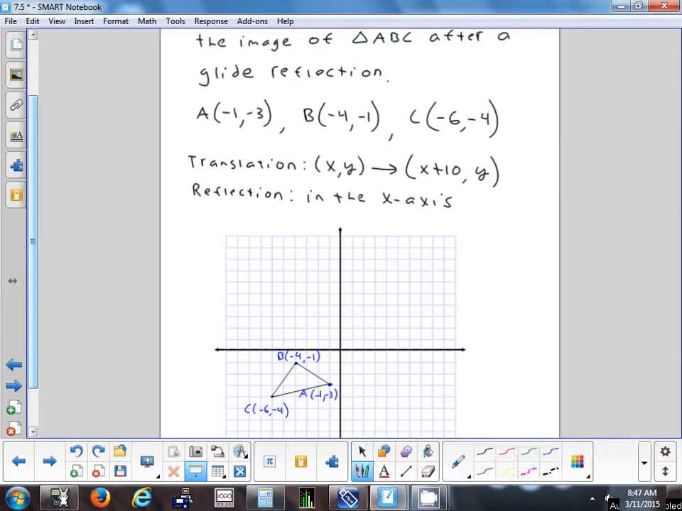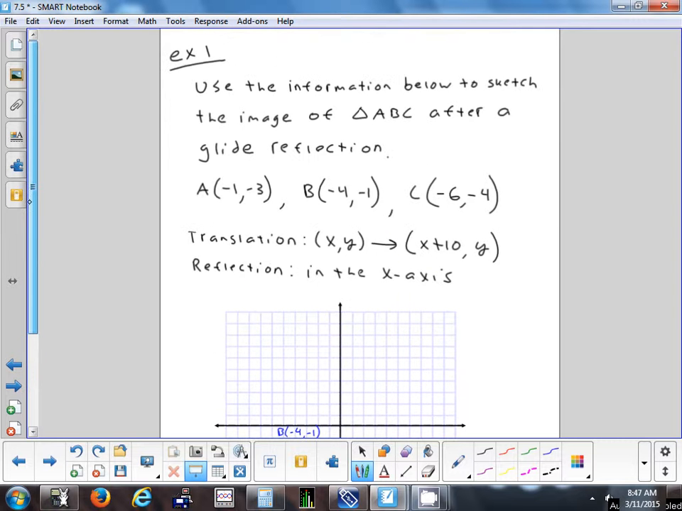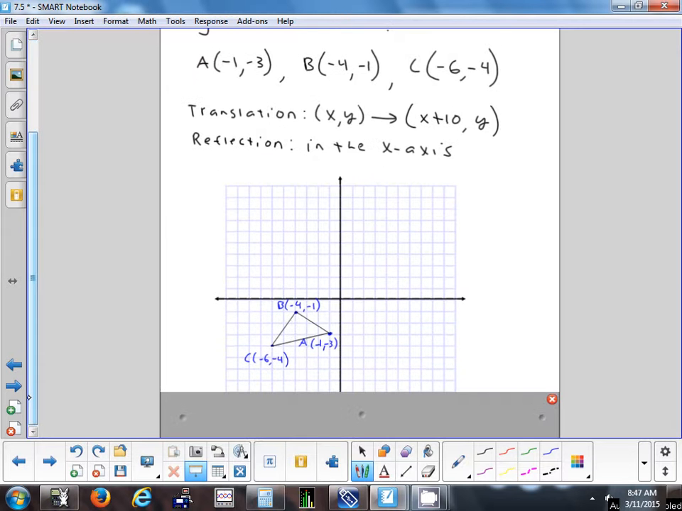I'll do this in red since this is our first transformation, just to make it match up with the book. And it just says to make a sketch. It doesn't actually say I need to write down what A prime, B prime, and C prime are. I just need to draw it. Okay, so take every point and move it right 10.